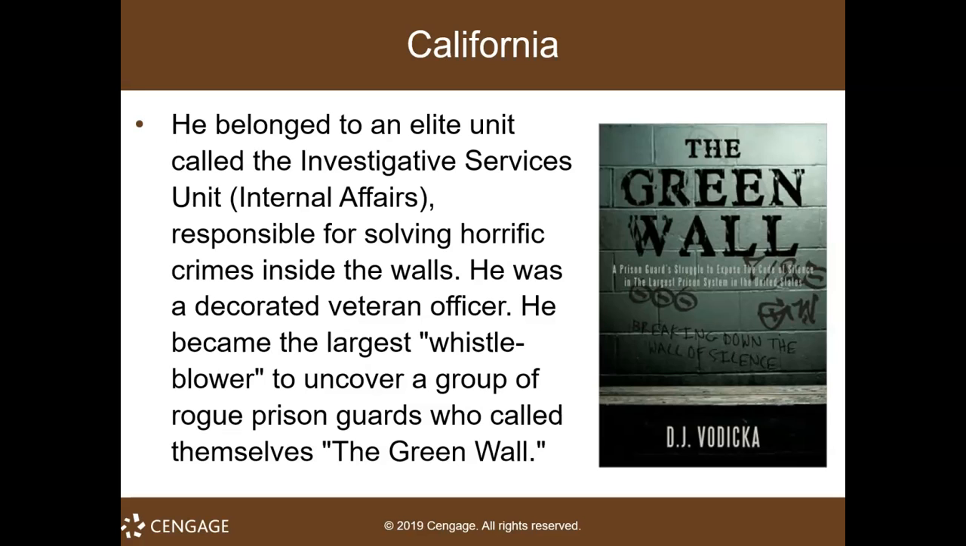And he belonged to an elite unit called the Investigative Services Unit, or Internal Affairs, those that investigate their own. Every department typically has their own, not just in prisons, but in policing. So Internal Affairs is responsible for solving crimes inside the walls, right? And investigating their own individuals as well. And he was a decorated veteran officer. At the end of the day, he became the largest whistleblower, someone who told the truth about things, right? To uncover a group of rogue prison guards who called themselves the Green Wall.